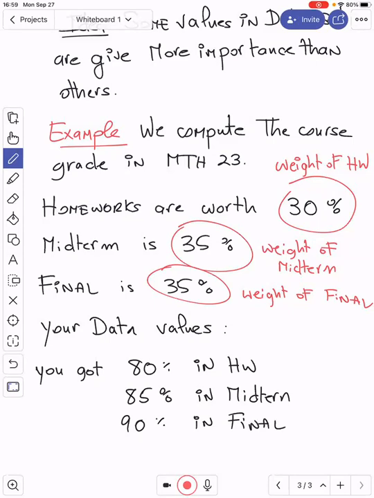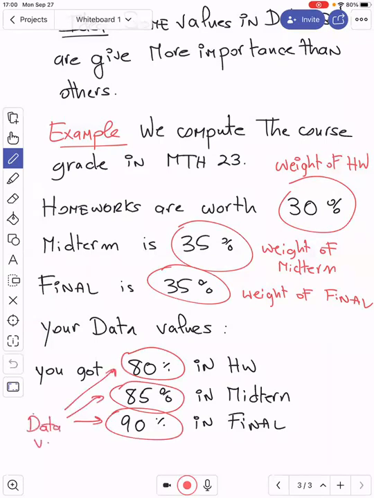The 80%, 85%, and 90% are not the weights. They are just the variables. They are your data values. That's your score in the homework, the midterm, and the final.